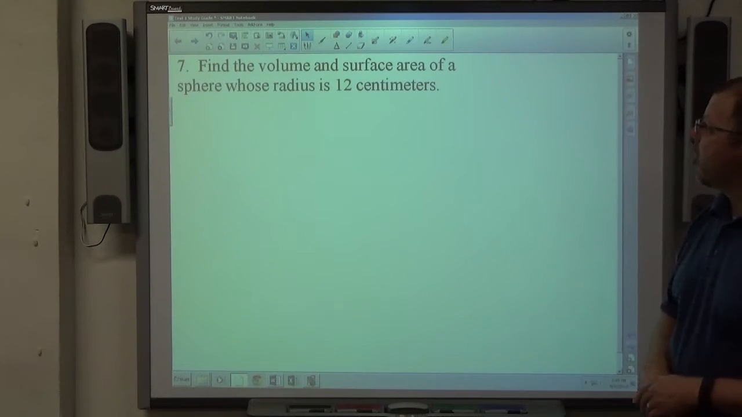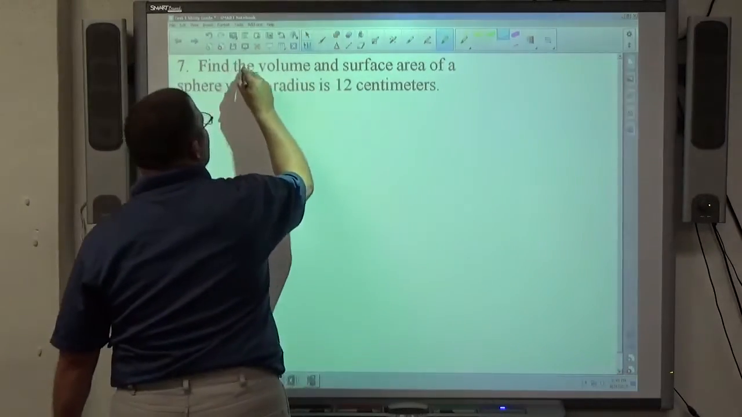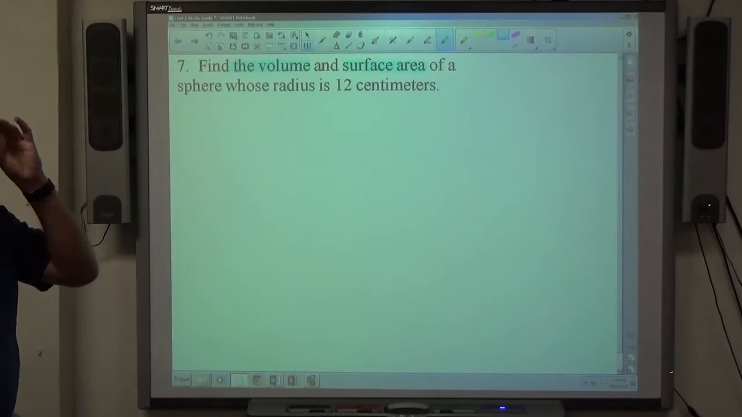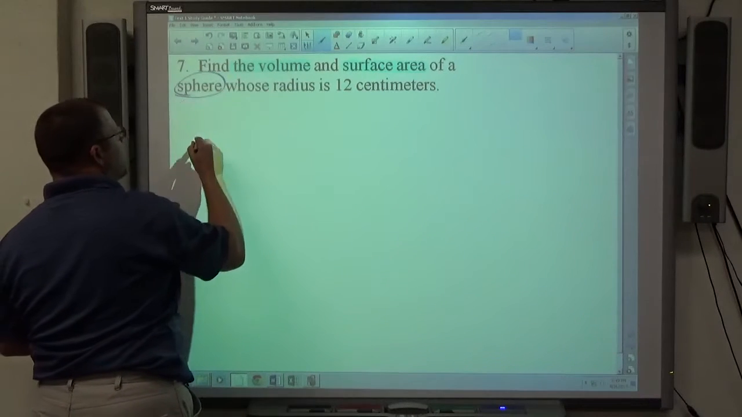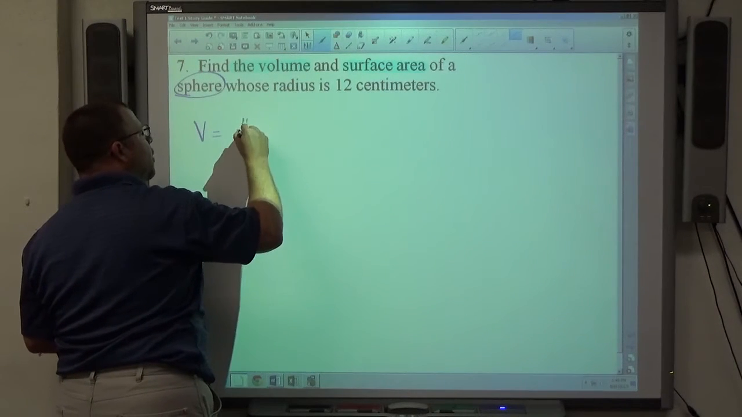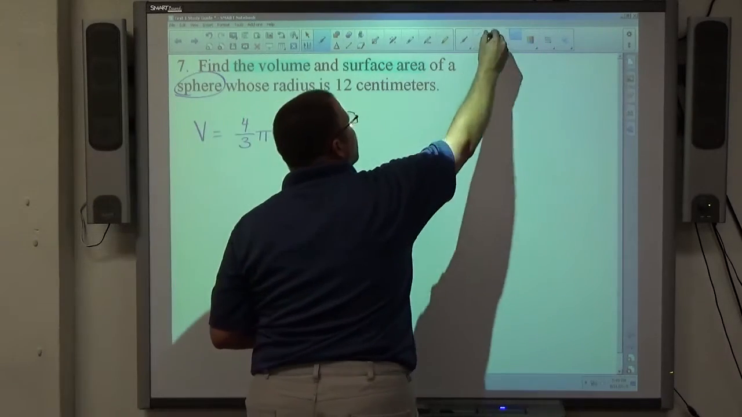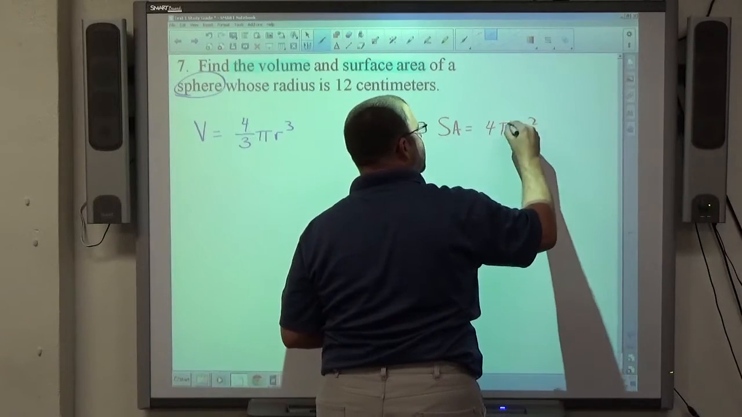Number 7, find the volume and surface area of a sphere whose radius is 12 centimeters. It says find the volume and surface area, so we're asked to find two separate things. We need two different formulas, and it is a sphere that we're dealing with. The volume formula for a sphere is 4/3 pi r cubed. The surface area formula for a sphere is 4 pi r squared.